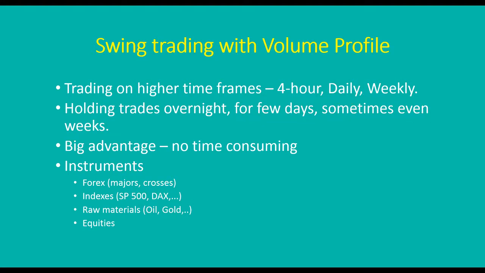Now, the big advantage to swing trading, it does not consume too much time, so you can also go to work and also do swing trading, which is really cool, for example, for people who want to keep their job and also do trading. So this is totally doable with swing trading. Now, the trading instruments for swing trading are Forex. You can trade major pairs and also cross pairs. You can trade indices like S&P 500, DAX, or raw materials like oil or gold, and you can also trade single equities. So basically with swing trades you can trade it all.